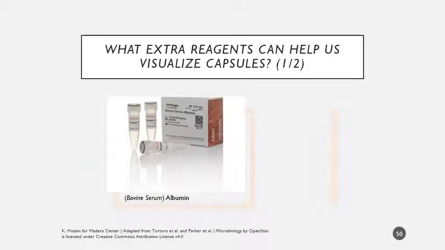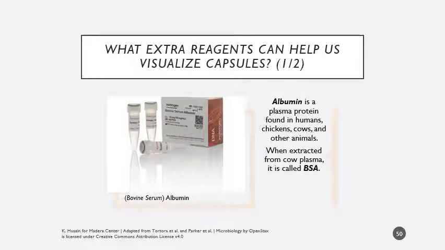In order to visualize those capsules and get an image like we saw on the previous slide, we use something called albumin. Specifically, we use bovine serum albumin. Albumin is a plasma protein found in the serum of humans, chickens, cows. Sometimes it comes from eggs, which is white chickens. So a wide range of different animals. When it's specifically isolated from cow plasma, from bovine serum, it's called BSA, or bovine serum albumin. This is a standard protein that we use in a lot of lab protocols. It's also used to stabilize different reagents, different medications.